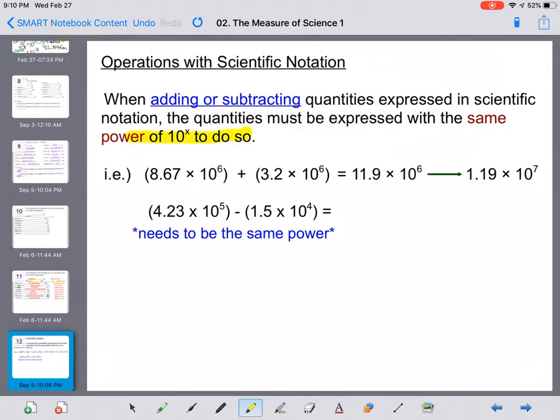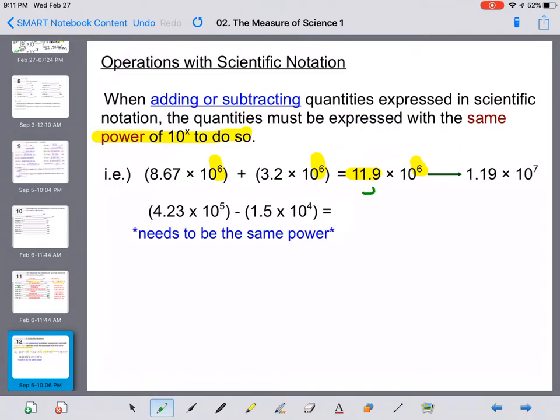And we have 10 to the x here as our arbitrary thing. But really, it has to have the same exponent or the same power. So you can see here in our example, we've got 8.67 times 10 to the 6 and 3.2 times 10 to the 6. And so we add our numbers together, 8.67 and 3.2, gives us 11.9, and then notice our 6 stays there. Now, 11.9 isn't in proper scientific notation.